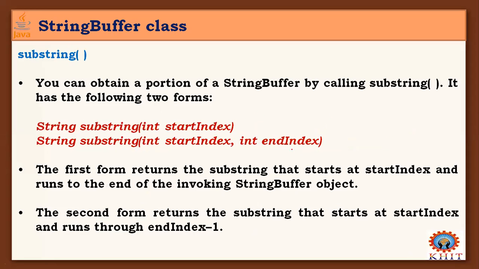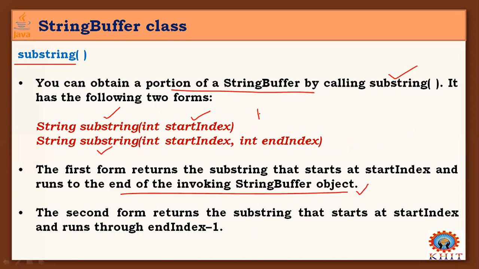Now substring. You can obtain a portion of a StringBuffer by using substring. We have already seen many variations of this method. Substring from starting index: the first form returns the substring that starts at the starting index and runs to the end of the invoking string object. So from this index to the end of the string, it returns that as a substring. That's why this method's return type is String.